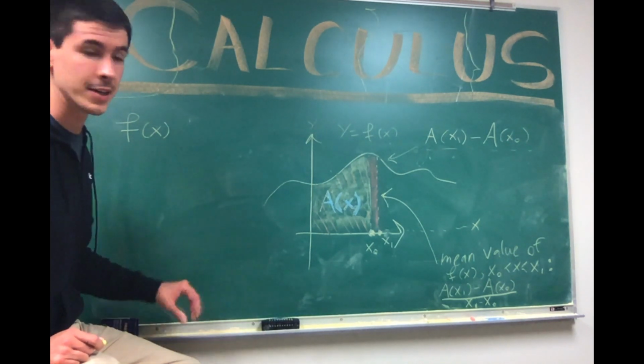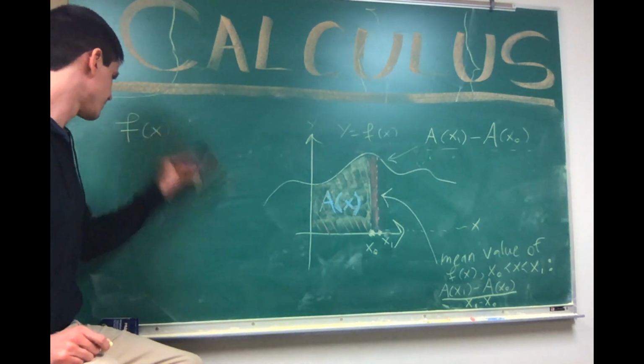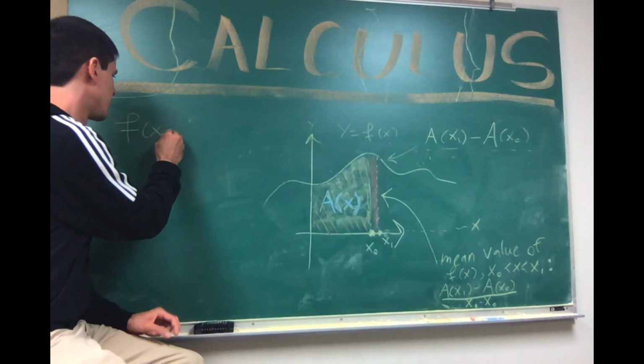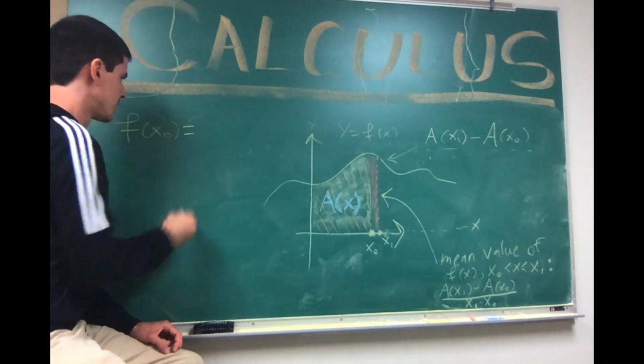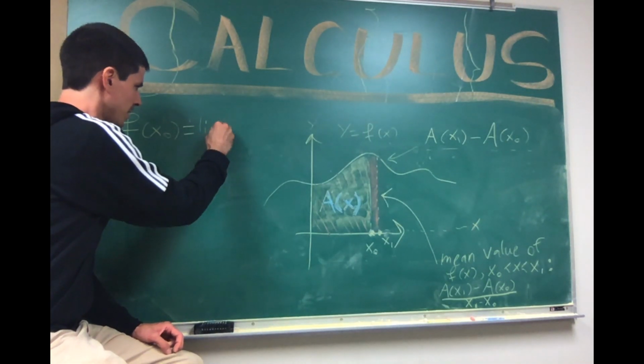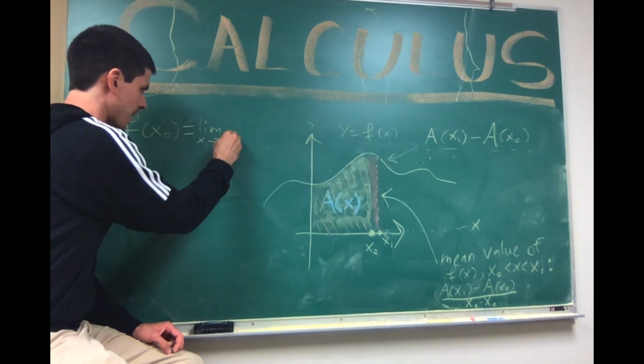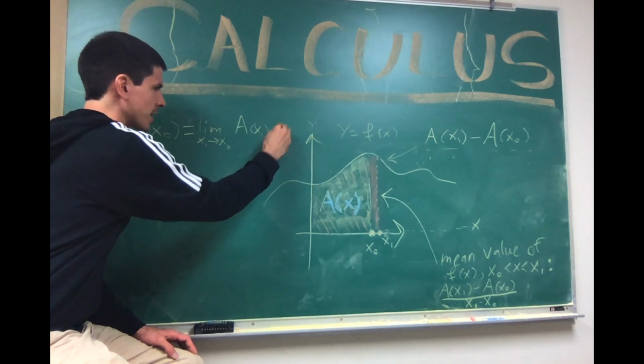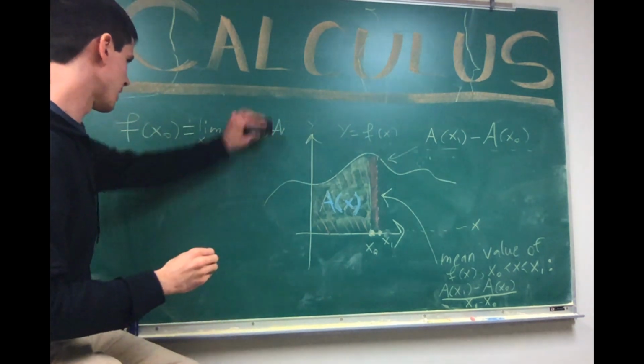I think this proof is relatively rigorous, or at least relatively easy to make more rigorous if you wanted to. But anyways, the point that I'm building up to is f of x0 equals the limit as x1 approaches x0 of A of x1 minus A of x0, over x1 minus x0. I should write this down a line, in fact.